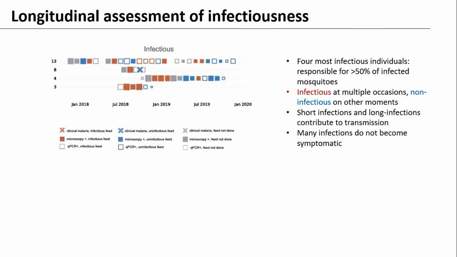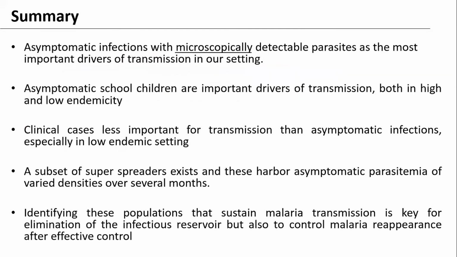What we conclude here is that both short and long infections contribute to transmission, and many infections in this area didn't seem to become symptomatic. So in summary, in our setting, asymptomatic microscopically detected infections, especially in school children, seem to be the most important drivers of transmission. Clinical cases were less important for transmission, and we were able to identify a subset of super spreaders that harbored asymptomatic infections for a very long time. And these infections were of different parasite densities.